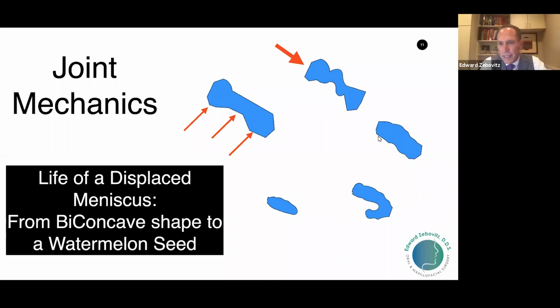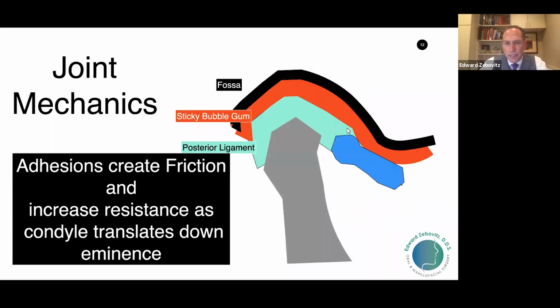And I would probably say this sequence can take up to 30 years to occur. Again, everybody's a little different. So that's the life of a displaced meniscus. Not a bad life, just as long as it doesn't get in the way periodically.